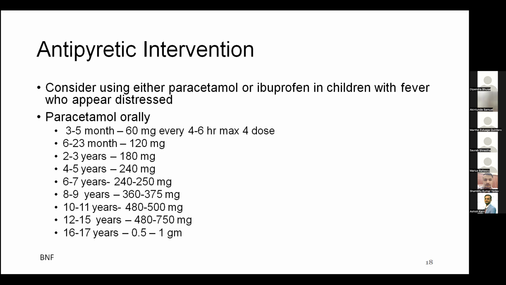If you go through the BNF, these are the paracetamol doses orally. I basically got it from the BNF. It shows the doses by age group. For 3 to 5 months, we basically give 60 milligrams every 4 to 6 hours. Maximum is 4 doses. For pediatrics, it is a bit difficult to calculate the doses, so we have to use the BNF, and according to the BNF, we can give the doses.